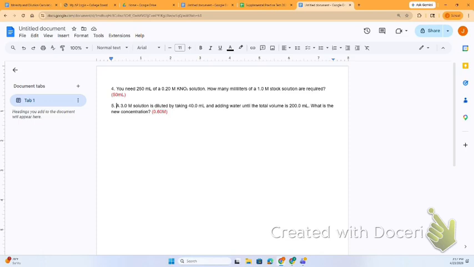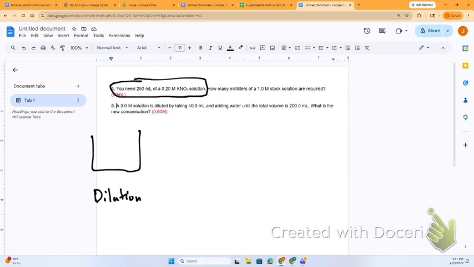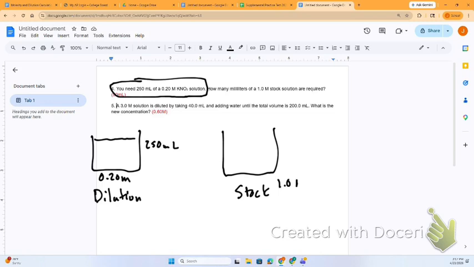Okay, so if we're just drawing things out, our dilution is going to be, so it says we need to make this solution, which is going to be our dilution, right? And so we need to make 250 milliliters of this, and the concentration will be 0.20 molar. We're going to get the solute from this stock solution, okay? So this stock solution, doesn't matter how much there is, but we know that it's 1.0 molar. So whatever we take out, there's going to be 1 mole per liter in that volume.